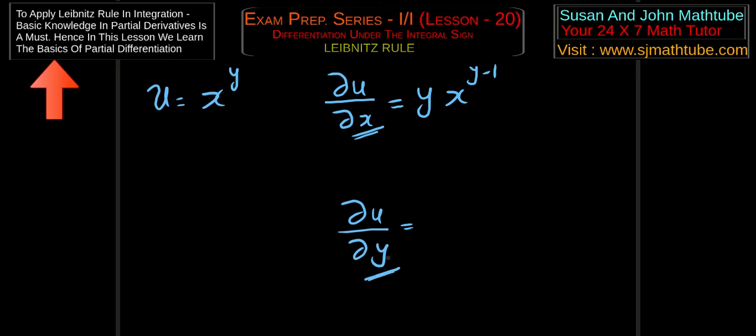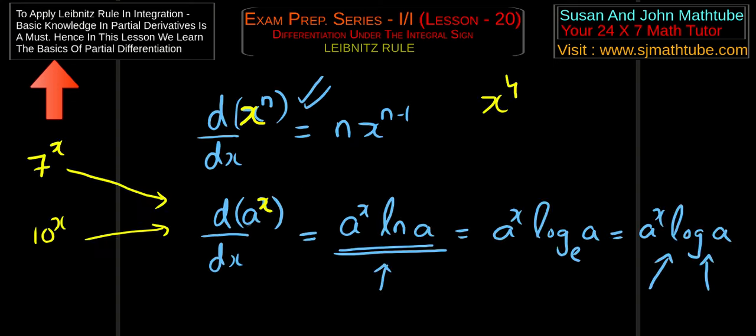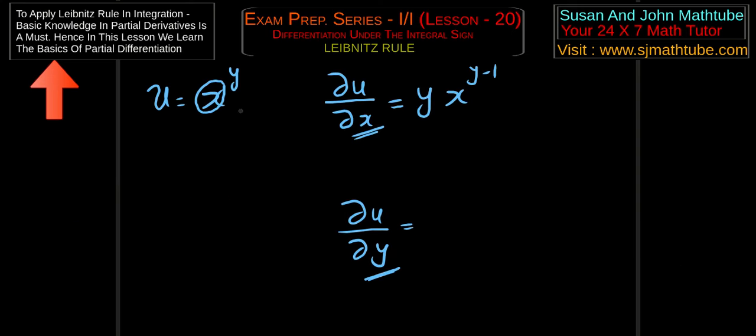Now look at this, we want the partial derivative of u with respect to y, and which means y is the only variable. Who is the only variable? Y. And that means x is a constant, and it looks exactly like our a power x, constant to the power variable.